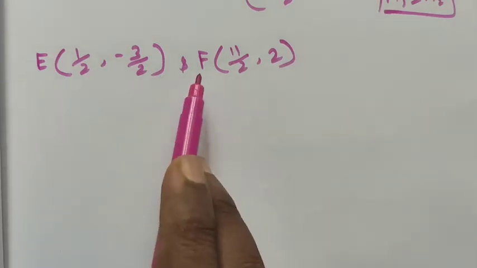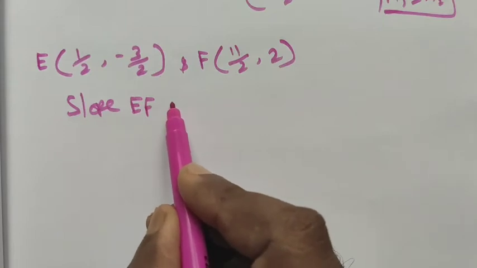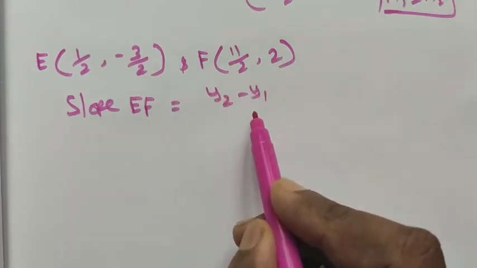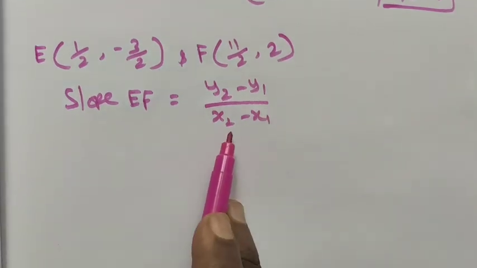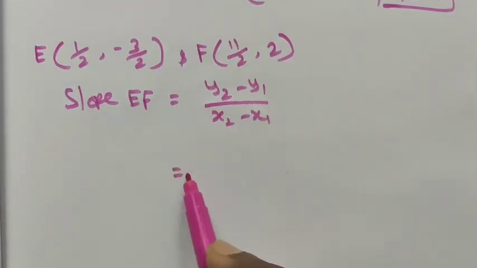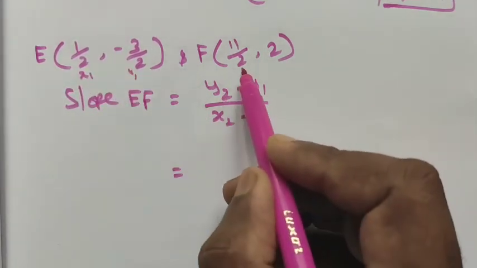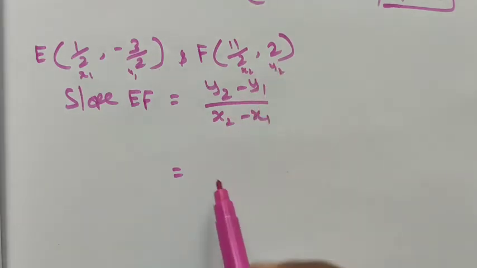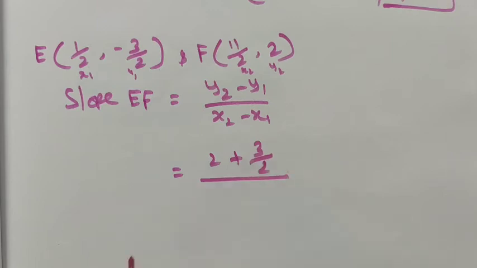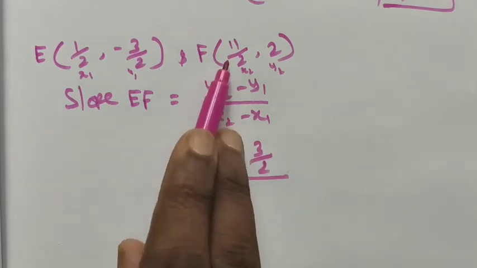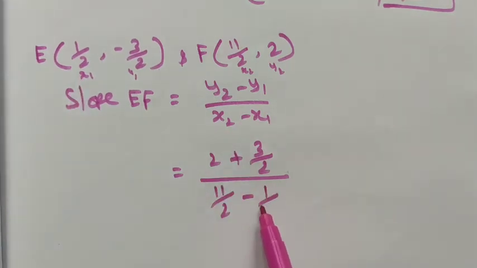Now we want to find the slope for this EF. We know the formula. When 2 points are given, slope for EF is equal to (y2 minus y1) divided by (x2 minus x1). When 2 points are given, this is the formula to find the slope. Now here we want to apply that to E and F. First point we take as x1, y1, second point x2, y2. See, y2 is 2 minus of, minus into minus is 3, divided by 2. x2 is 11 divided by 2 minus, in the formula, x1 is 1 by 2.